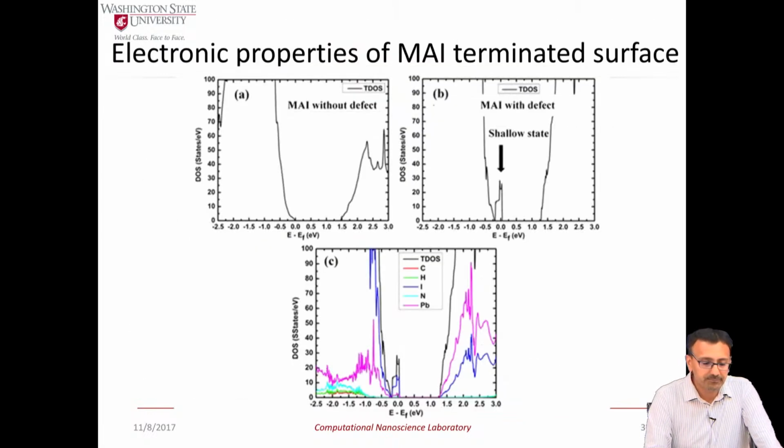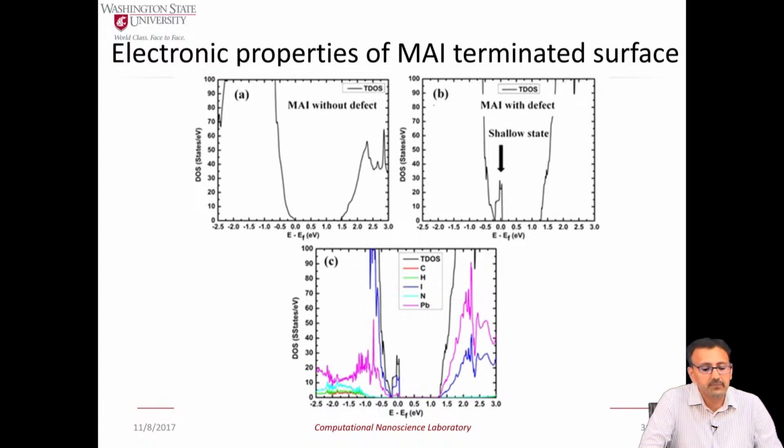So next we went to what we were actually interested in, which is the surface. There are two types of terminating surfaces in these perovskites. One is where the surface is terminating with methyl ammonium iodide groups, and the other is where the surface is terminating with lead iodide groups.